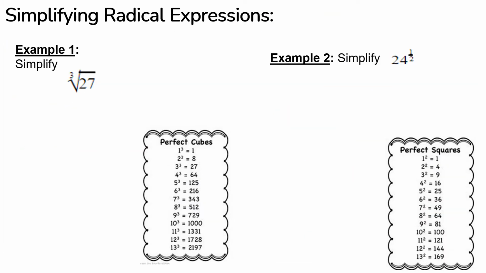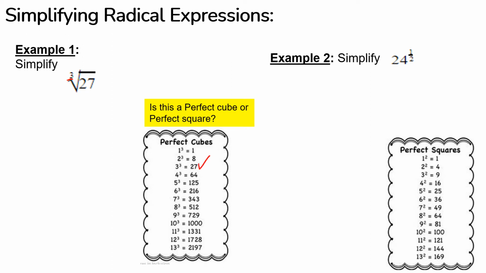All right, so let's look at these first two examples here. We want to simplify the cube root of 27. Now, the first thing you want to ask yourself is, is this a perfect cube or a perfect square? Because we have this index here of 3. So let's look at our list. And yes, it is a perfect cube.